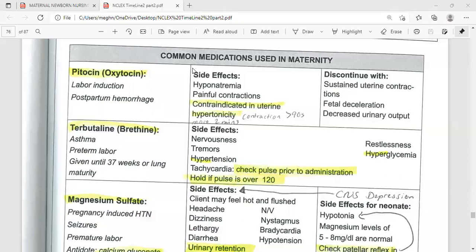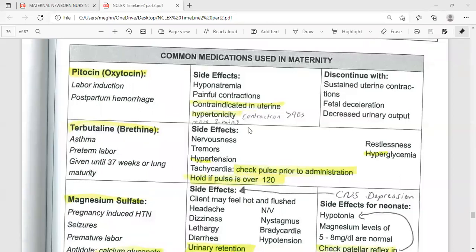So when do you discontinue pitone, in what medical condition? Discontinue with sustained uterine contraction, and also fetal deceleration. If fetal heart rate is less than the normal range, we should stop the pitone. Or decreased urinary output. So if you give the pitone, it is important to monitor intake and output. If the urine output decreases, it is good to stop the pitone.